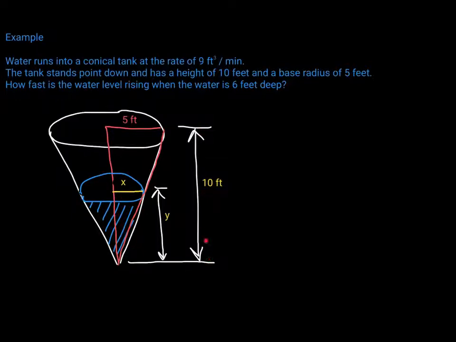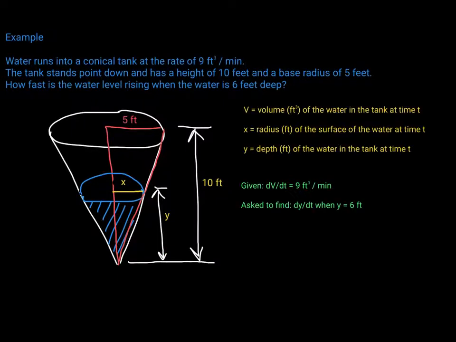The height of our tank is 10 feet. I have x here representing the radius of the surface of the water at time t. I have y being the depth of the water in the tank at time t. All right, very good. So I'm letting capital V represent the volume in cubic feet of the water in the tank at time t. x represents the radius in feet of the surface of the water at time t. y represents the depth of the water in feet in the tank at time t.